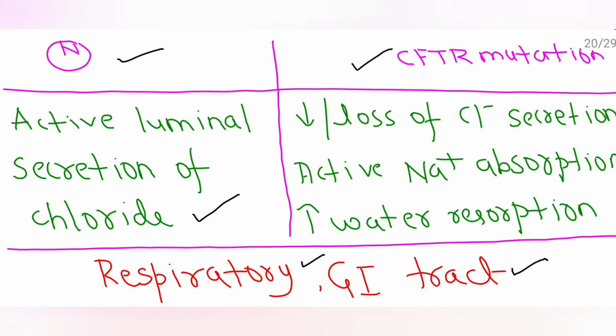In CFTR mutation, there is decrease or loss of secretion. There is more resorption of the chloride. Also there is active sodium absorption. Along with that, there is increased water reabsorption. So chloride, sodium, water, everything is reabsorbed in the respiratory tract and GI tract in CFTR mutation. So the secretion in the lumen is isotonic, or it contains less water.